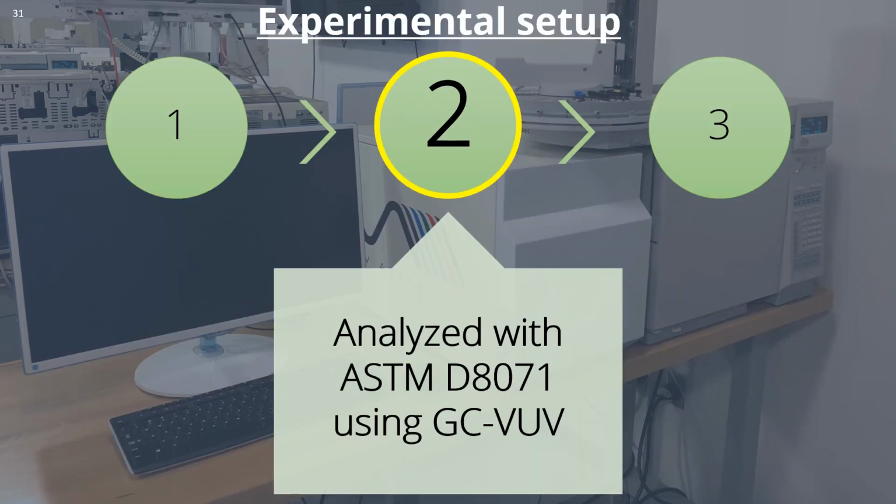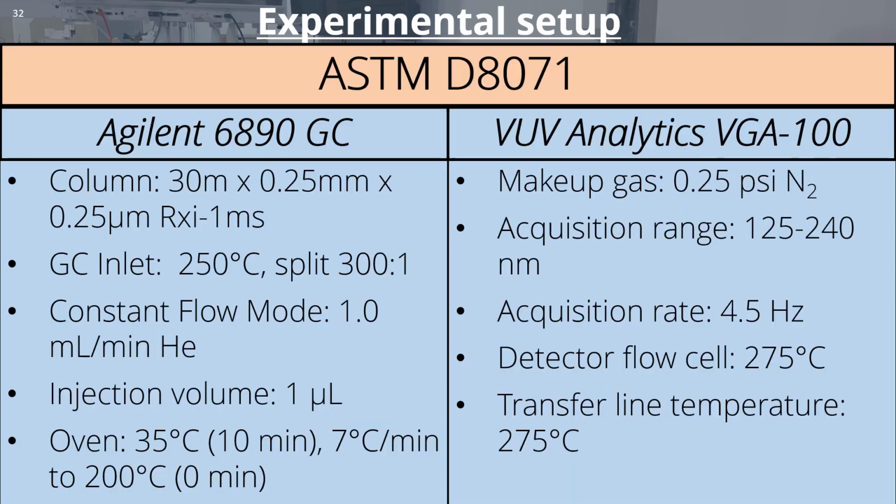And so once we had our standards prepared, we took them to our GC-VUV, and we used the ASTM D8071 method conditions to run them. And I've just got a quick snapshot of the method here. No need to read this bullet by bullet, but just a few highlights here. Number 1, you can see that our column here is a 100% PDMS column, which is, I think, a pretty standard column for most analytical labs to have. And you'll also notice that there's no pre-column necessary. So that kind of takes away from the complexity, makes it a little easier to run.